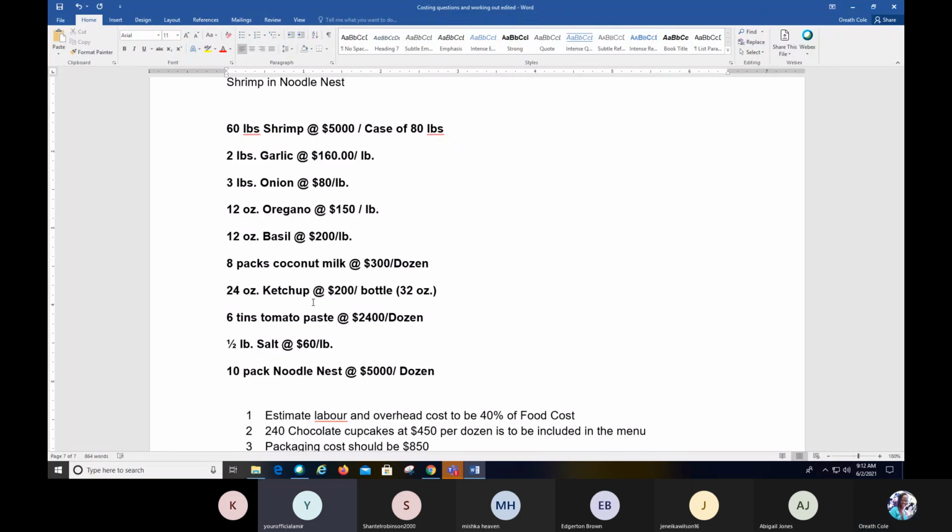You can't tell me divide and not tell me what you're dividing. You have to tell me. Multiply 60 by 5,000? No, that part is wrong. You couldn't multiply 60 by 5,000 because it's not $5,000 for 60 pounds. Remember, I know the case costs $5,000 at 80 pounds.